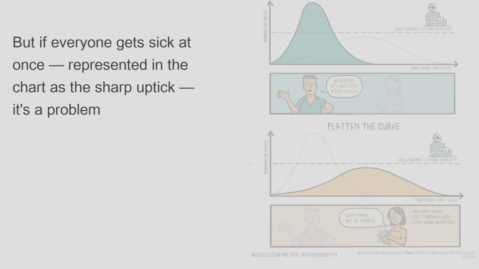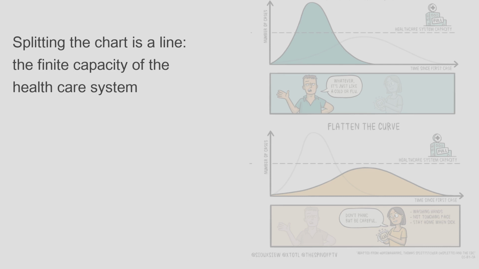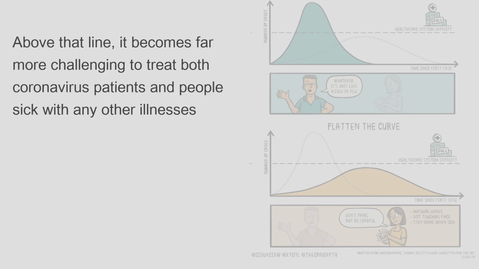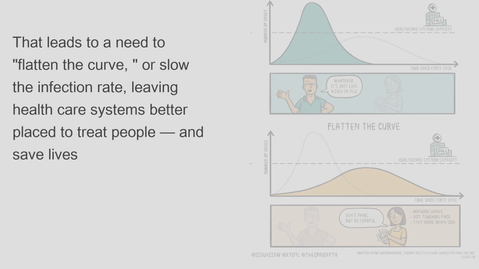But if everyone gets sick at once, represented in the chart as the sharp uptick, it's a problem. Splitting the chart is a line, the finite capacity of the healthcare system. Above that line, it becomes far more challenging to treat both coronavirus patients and people sick with any other illnesses. That leads to a need to flatten the curve, or slow the infection rate, leaving healthcare systems better placed to treat people and save lives.